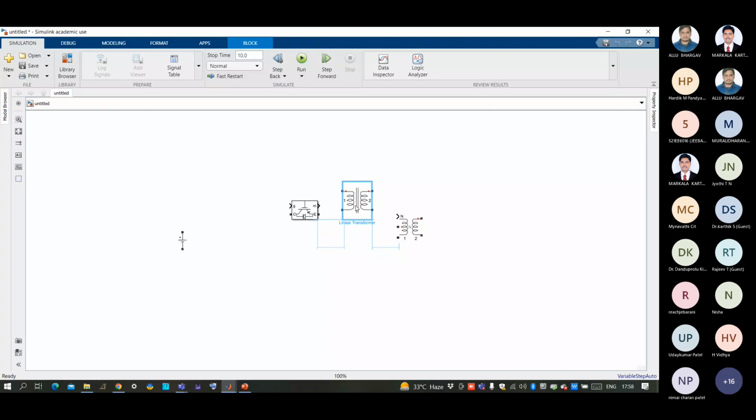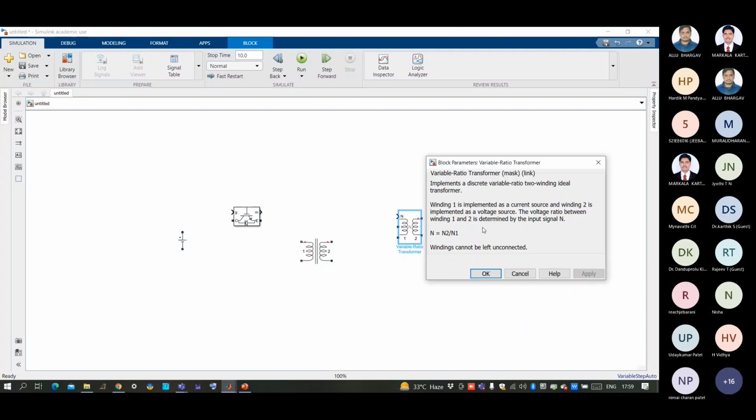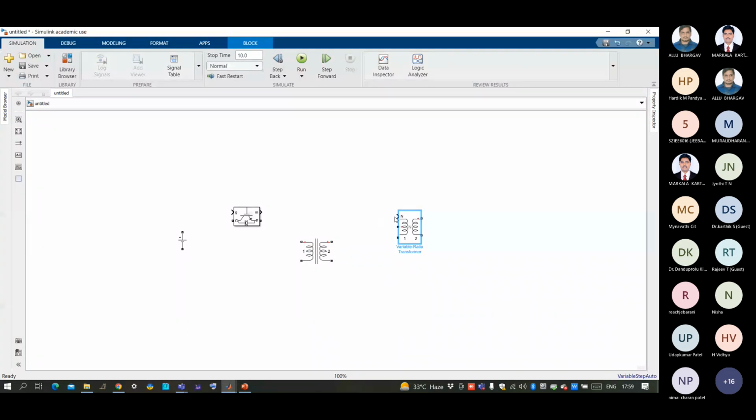And there is one more thing. This is the variable ratio transformer. Here you can see we are only able to give the ratio from outside, externally. We have no control over the windings and voltage parameters. So we don't require this. We require only this transformer.